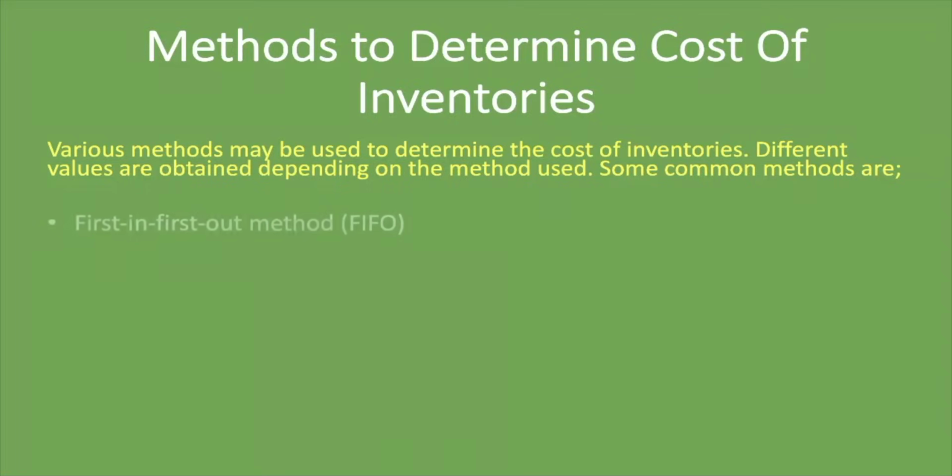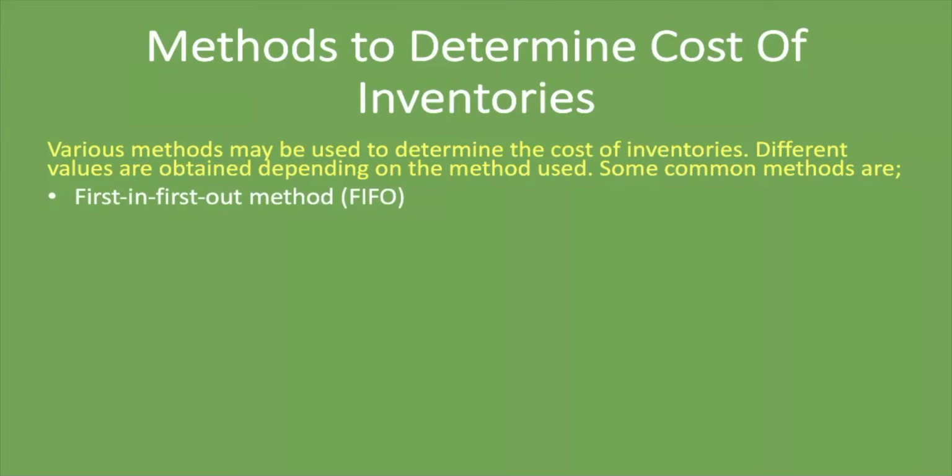Some common methods are the first in, first out method, or the FIFO method, and we've done a lesson where we went in great detail on how to complete the cost of the inventory and the cost of the closing inventory and the cost of sales for the inventory using the FIFO method. You'll find the link to that lesson as well in the description below.